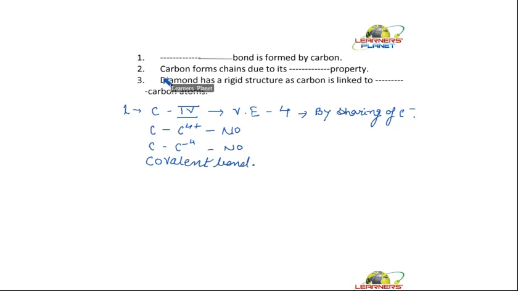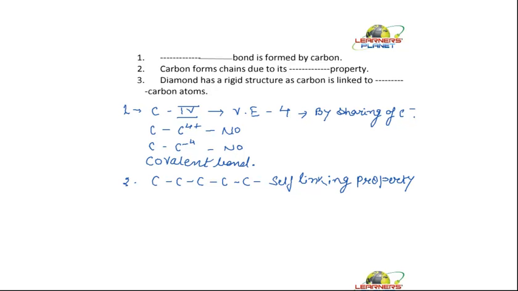Now let's take up our next question. This is also a very simple one. Carbon forms chains due to its dash property. Well, how does it form the chains? The second question, it is forming a long chain like this. So what is its property? This is the self-linking property, right? So it is self-linking property.